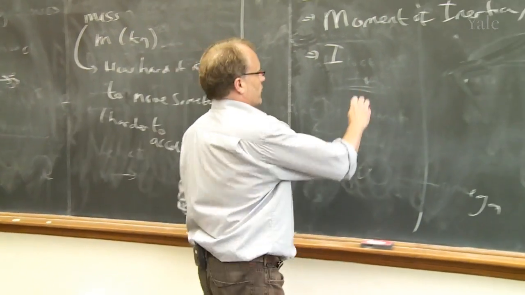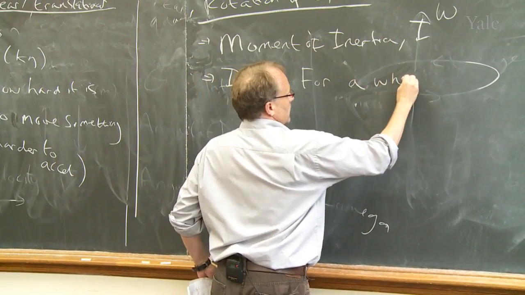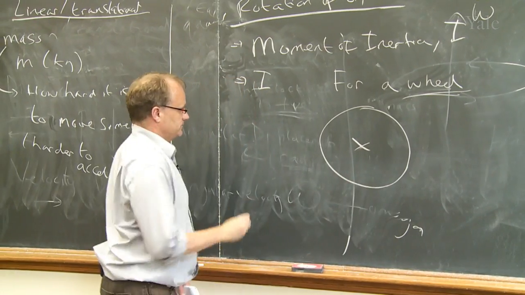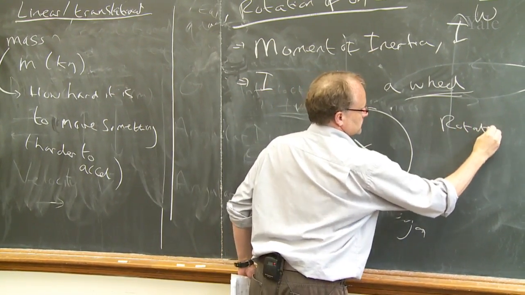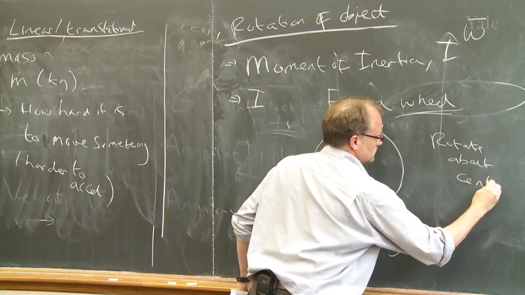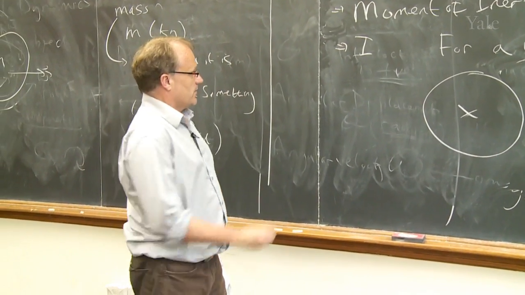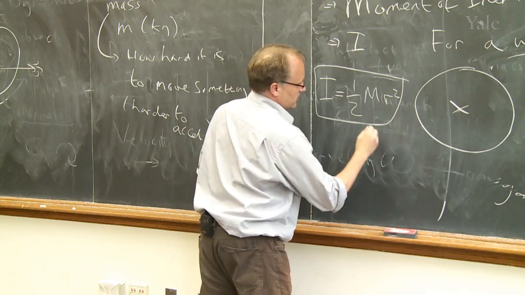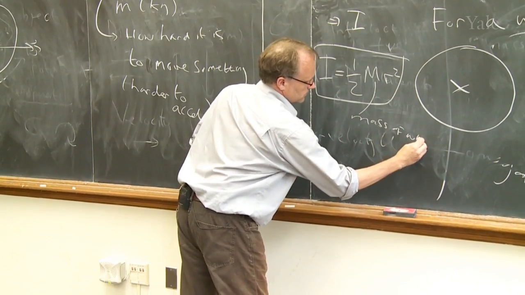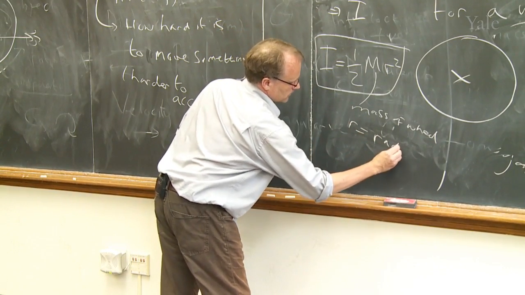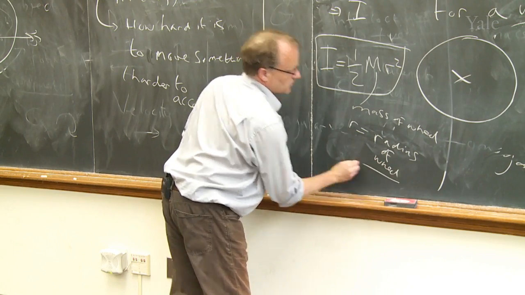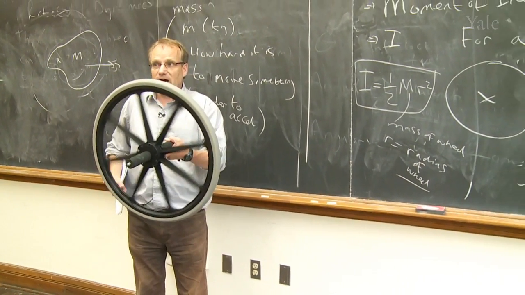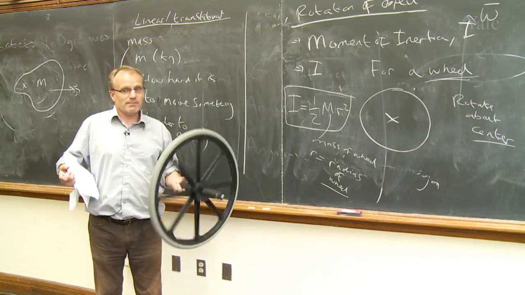So for example, for a wheel, if you rotate the wheel about the center, then I is equal to 1/2 m r squared, where m is the mass of the wheel and r is the radius of the wheel. So if I try to spin this wheel about the center, the moment of inertia, the difficulty of how hard it is to spin about its center, is 1/2 m r squared.